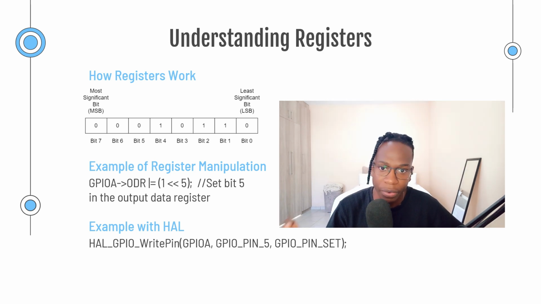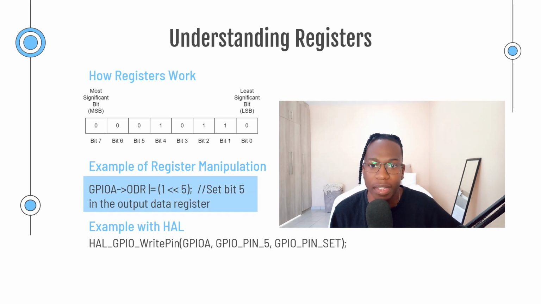Inside of each register, there's a collection of bits going from the least significant bit to the most significant bit as you move from right to left. Each bit or group of bits in a register controls a specific function. When you use HAL, it's essentially manipulating these registers for you, but in a way that's more user-friendly.